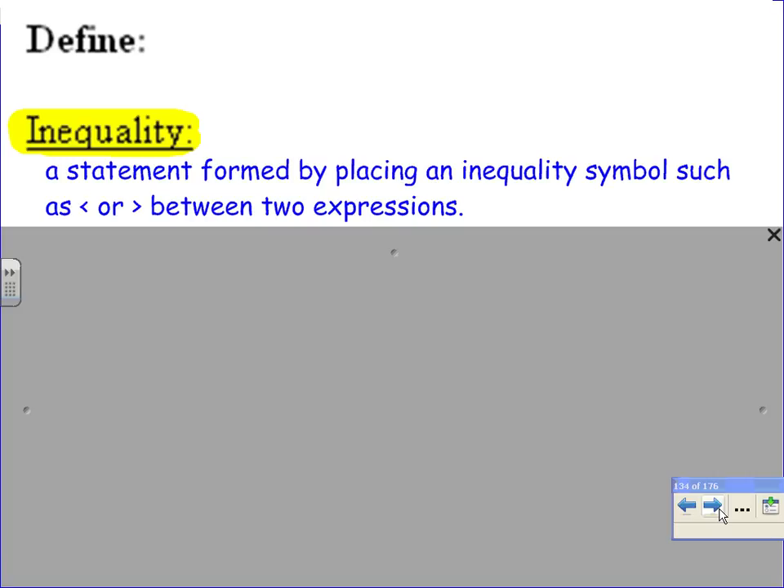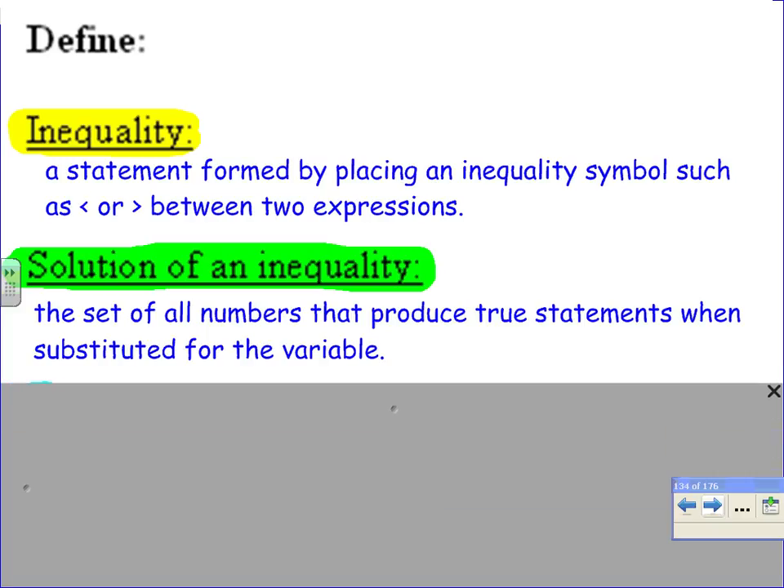Okay. Second term is solution of an inequality. Jeremy, you should have been done with that one already. Solution of an inequality is the set of all numbers, which we just had fun coming up with all those numbers, that produces true statements when substituted for the variable. So basically, we already did that together. I asked you guys, what's a solution? And you gave me a bunch of them. That's what this means. Solution of an inequality, the set of all numbers, not just one, all numbers that produce true statements when substituted for the variable.